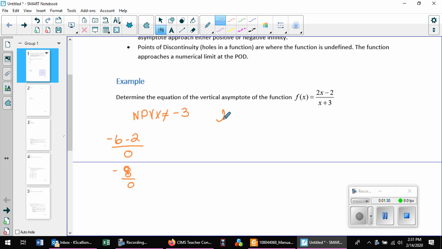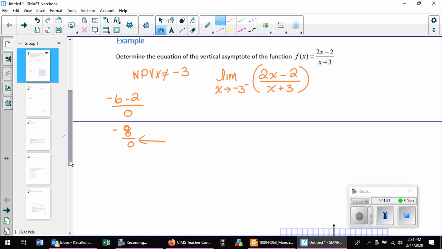So I do the limit as x approaches negative 3 from the left of (2x minus 2) over (x plus 3). Not forgetting my brackets. So as soon as I see this, this is where you don't stop. This was yesterday's thing. You don't stop here. You have to do your left-hand, right-hand side limits.